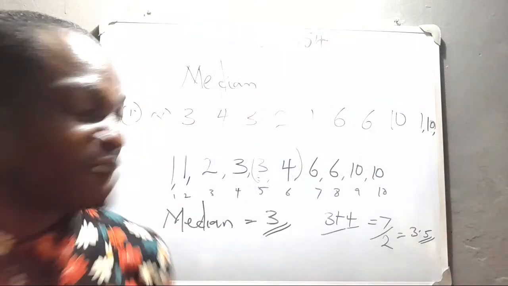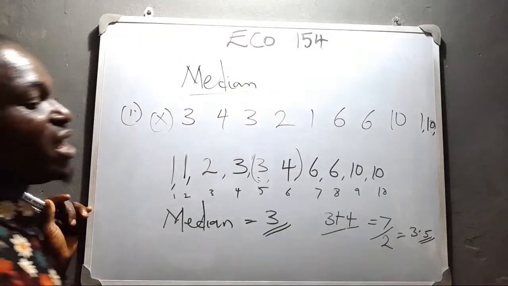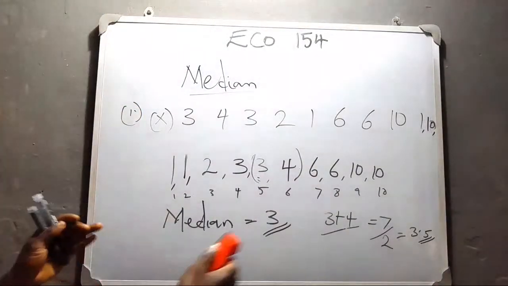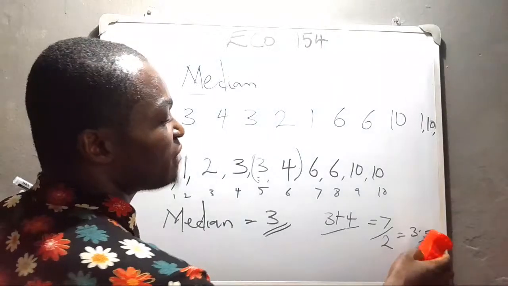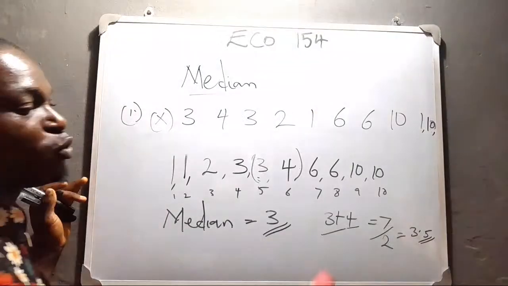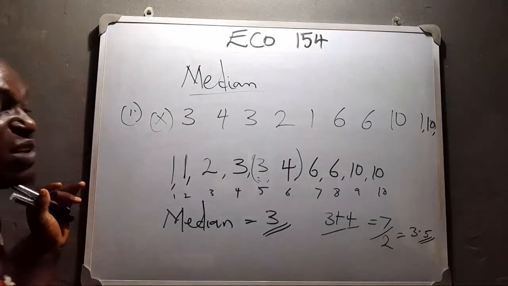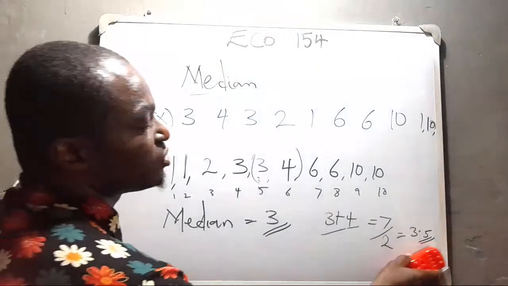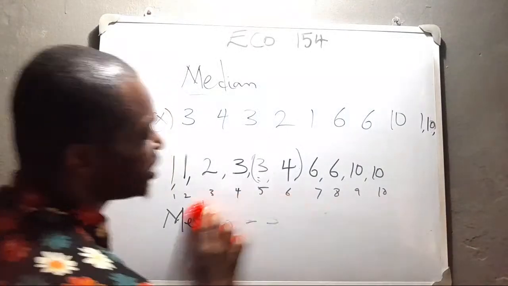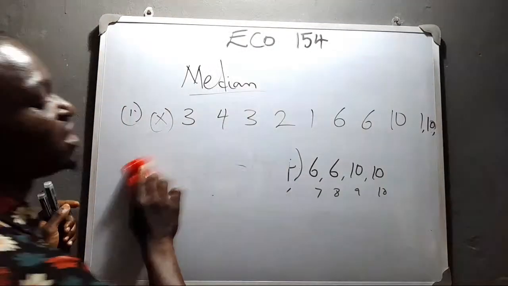If we have a variable that is in the form of an odd number or even number, like we have 10, we have 8, all variables that can be divided by 2. So that is how we do it. So let's quickly move to the last one, which is the mode.